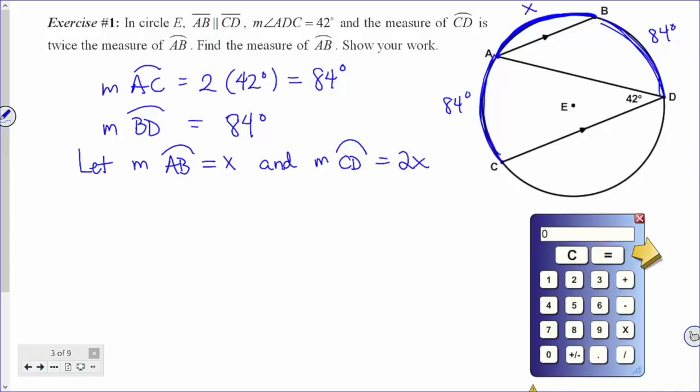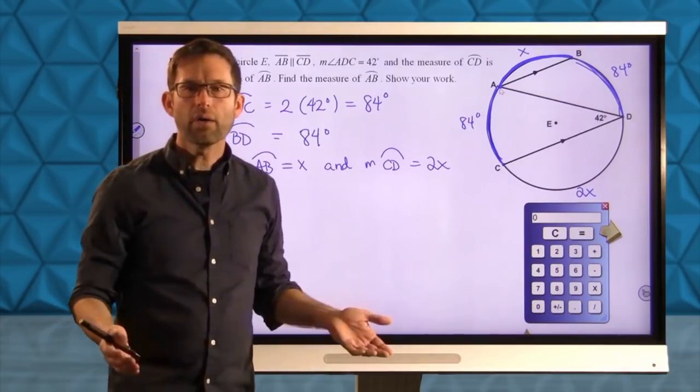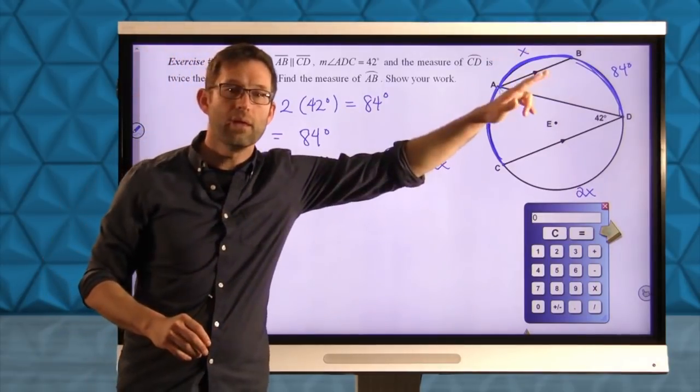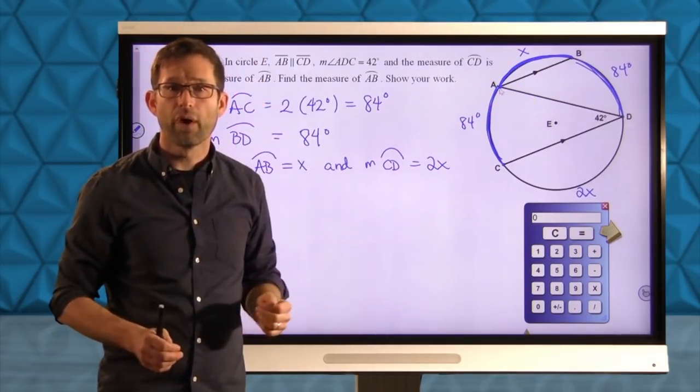Let's also have those labeled on our picture. So how can we solve for x? Because ultimately that's what we want, right? We want the measure of arc AB, so we need to solve for x.